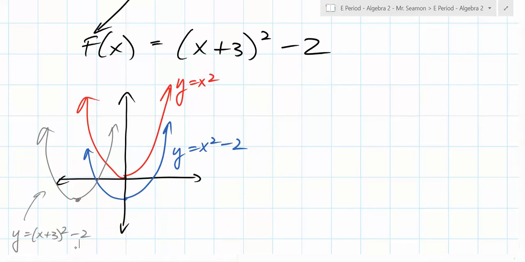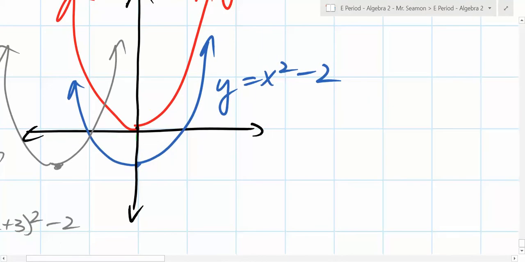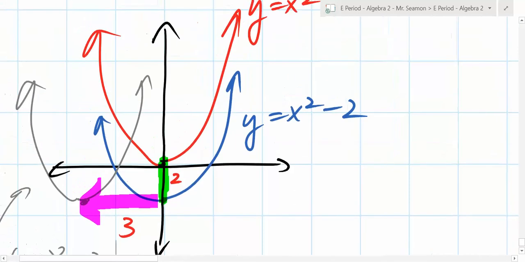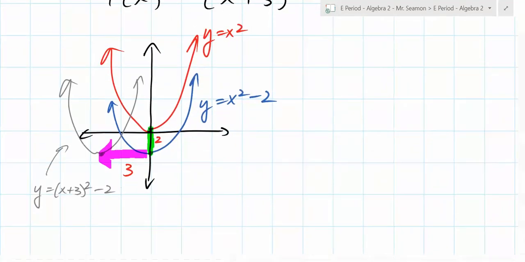Because what have we done, everybody? We have gone to the left 3, we went down. How much did we go down? 2. We went down 2. And then what did we do? We went to the left, how much? 3. And now we have the graph. So what you can do is graph these by translation. You have translated it. When you translate something, the shape doesn't change.